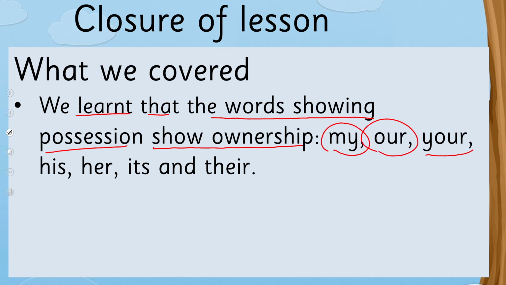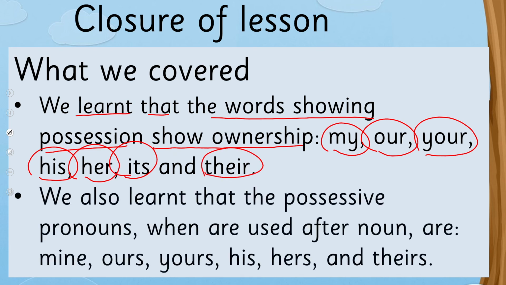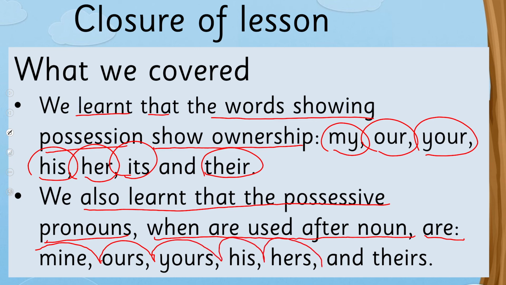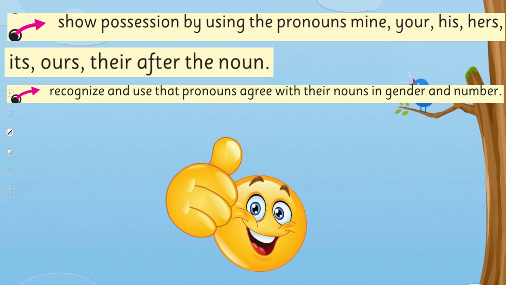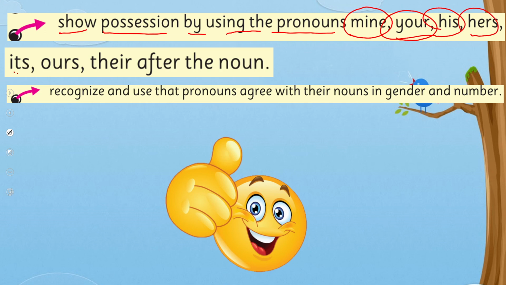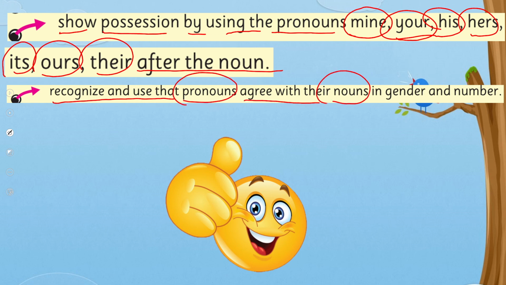So, what we have learned today, we learned that the words showing possession or ownership are my, our, your, his, her, its, and their. And we also learned that the possessive pronouns used after a noun are mine, ours, yours, his, hers, and theirs. So, in this way, we achieved our SLO to show possession by using the pronouns mine, yours, his, hers, its, ours, theirs after the noun, and to recognize and use that pronouns agree with their nouns in gender and number.